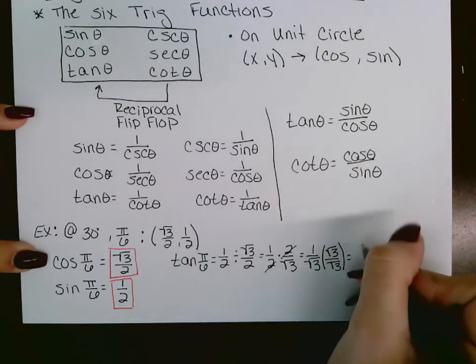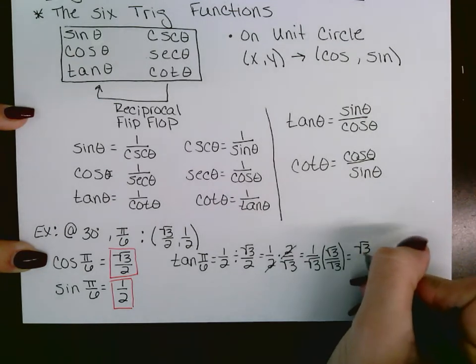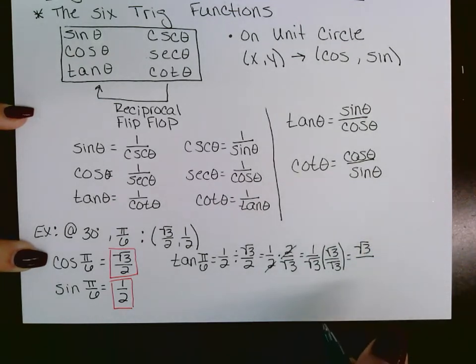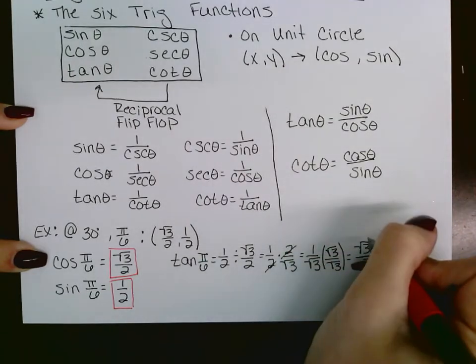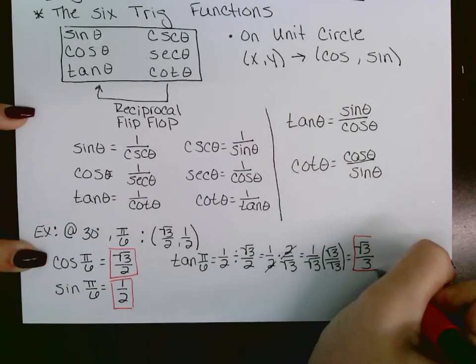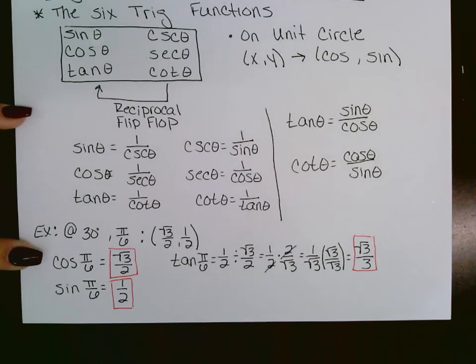1 times radical 3 is radical 3. What's radical 3 times radical 3? Radical 9, which cleans back up to 3. Anytime you multiply a radical by itself, it will cancel out the radicals and you're just left with that number. Okay? And with that, we have our tangent answer. How are we doing up to here?